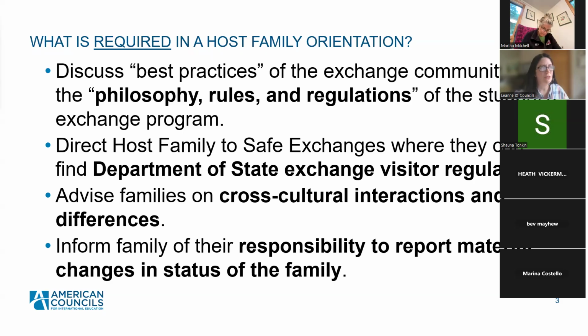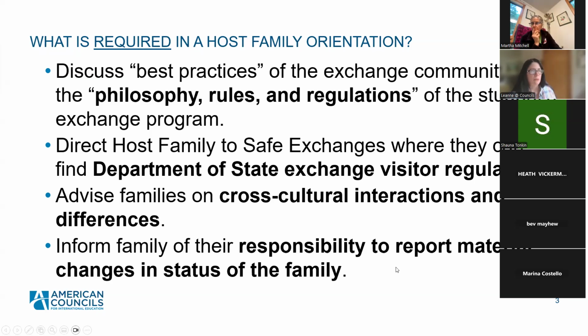So you're going to advise families on cross-cultural interactions and differences, because even really experienced host families sometimes forget. They have that student that they've had for 10 months leave, and they seemed like just part of the family. Then they get a new student in and suddenly they're like, why don't they understand? Why aren't they like my other student? But they forget that the beginning of the year is different and there are more bumps along the road, and every individual is different. So it's good to remind them of those things.